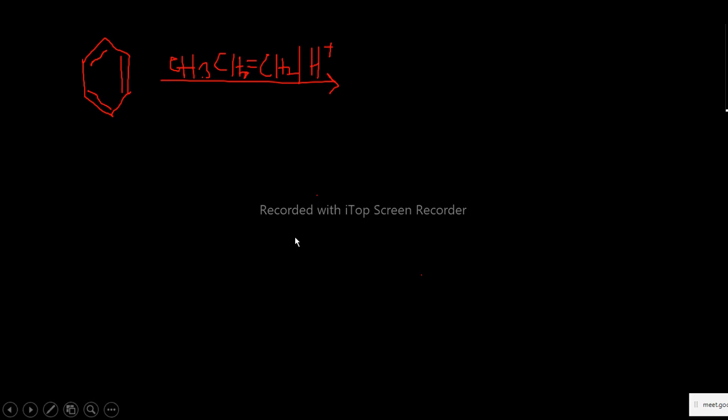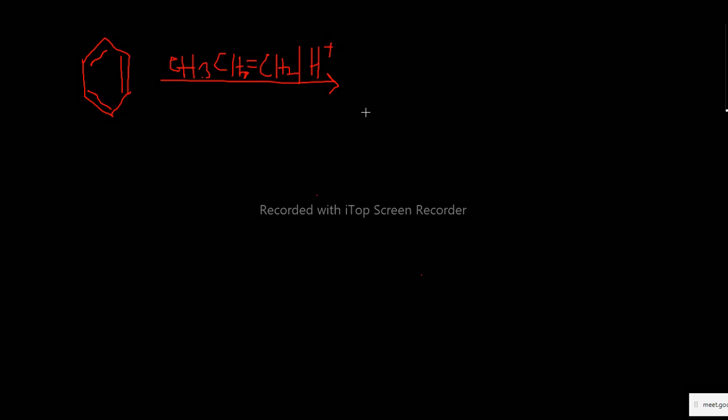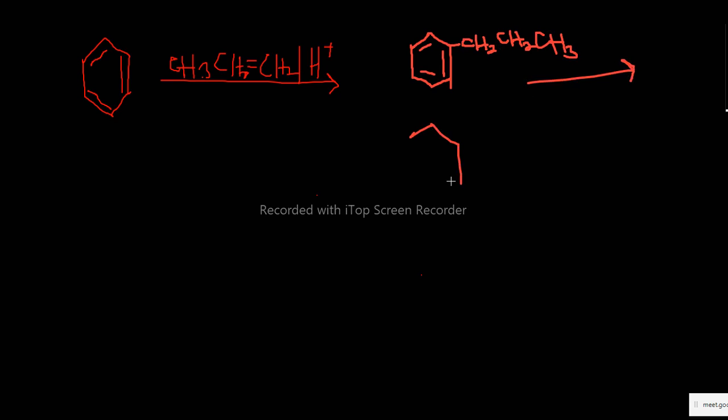Okay, thanks for the good work that you've done. Now, here we have two possible products, a major one and a minor one. Don't mind these crosses. You can form this, CH2CH2CH3. You can form this and it will be formed, but also you can form this.